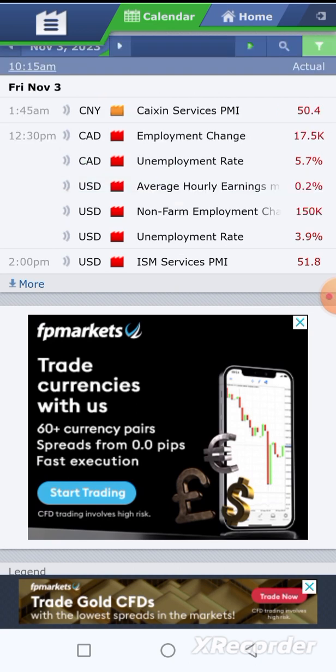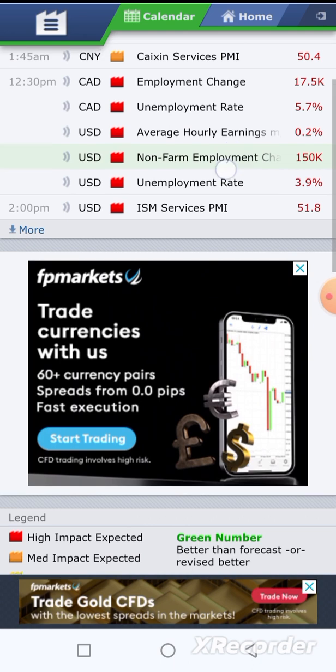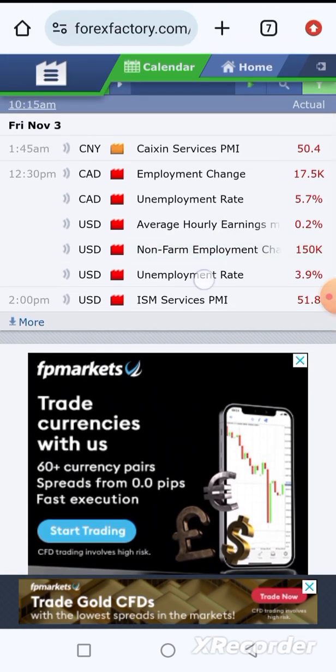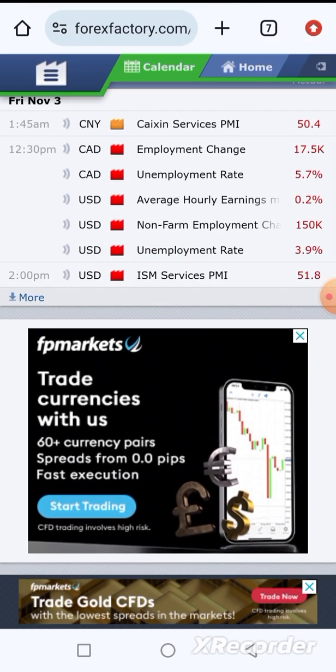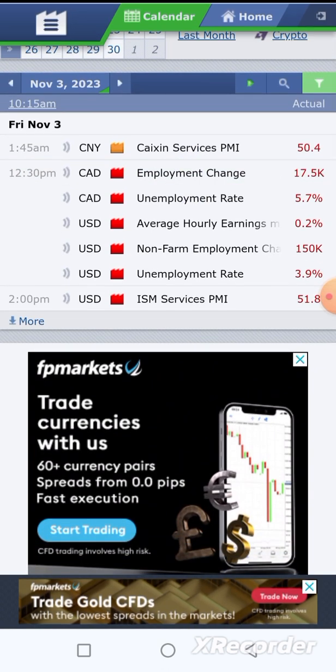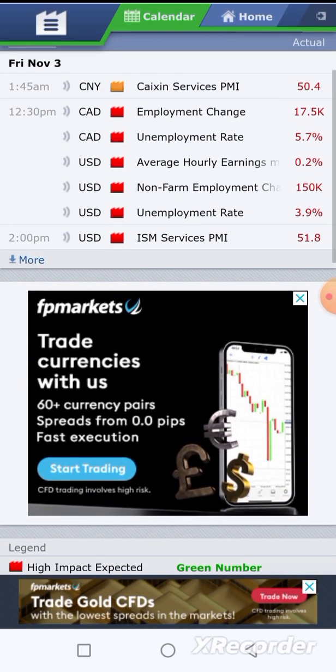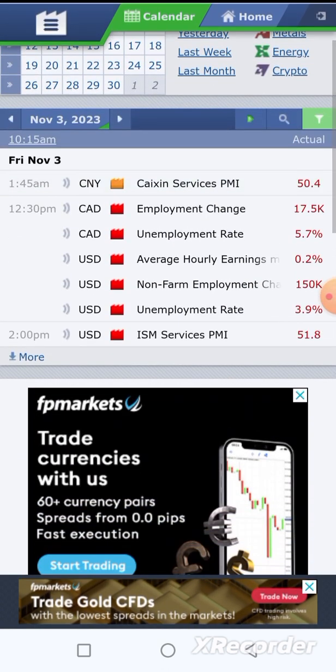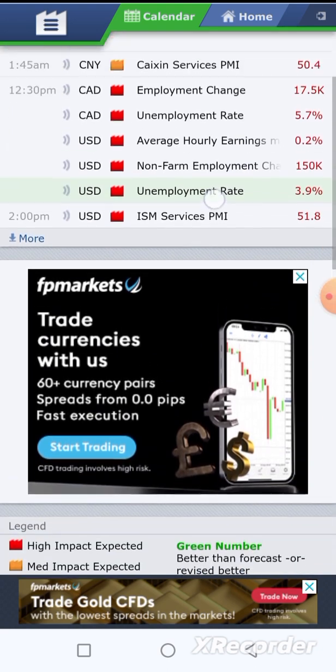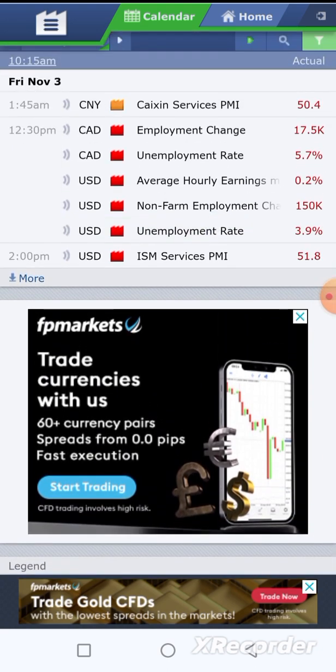So this is the non-farm payroll over here. All these red boxes here show high impact news. All these ones are high impact news, but we are going to use the non-farm payroll. And the same way we analyze the non-farm payroll, the same applies to all the other high impact news.